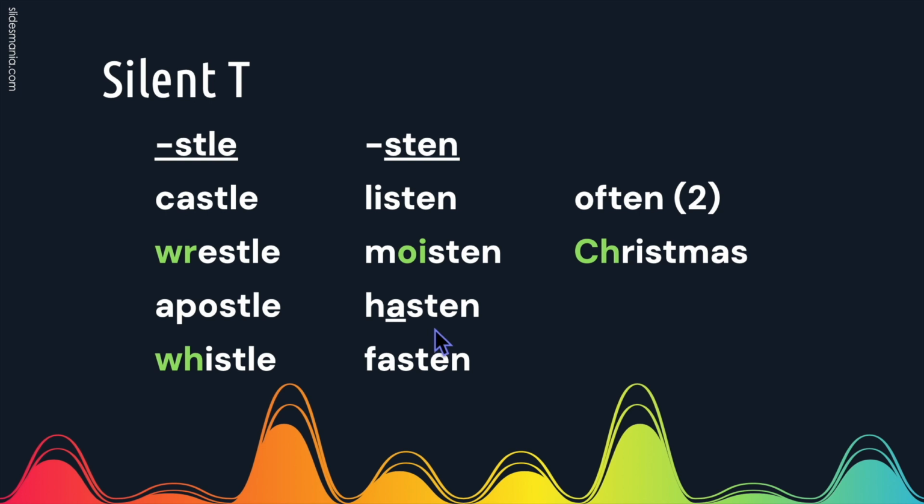Hasten. The same thing happens here. The root is haste, and we add the N, and the T sound disappears. And fasten. Two other common words where the T is silent are often, although in some parts of the US the T is pronounced, and Christmas. Notice that the CH takes its second sound of K in this word.